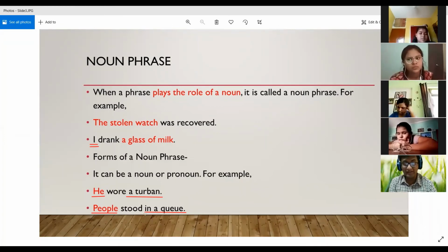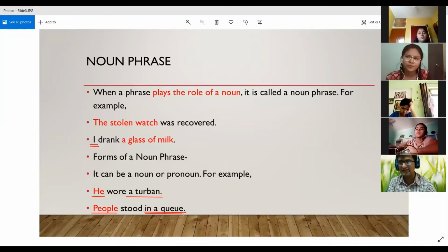So to answer where the people stood, it is they stood in a queue. So it can become an adverb of place. And because "in" is present over there, which is a preposition, it is also a prepositional phrase. So in a particular sentence, there can be more than one phrase, right?